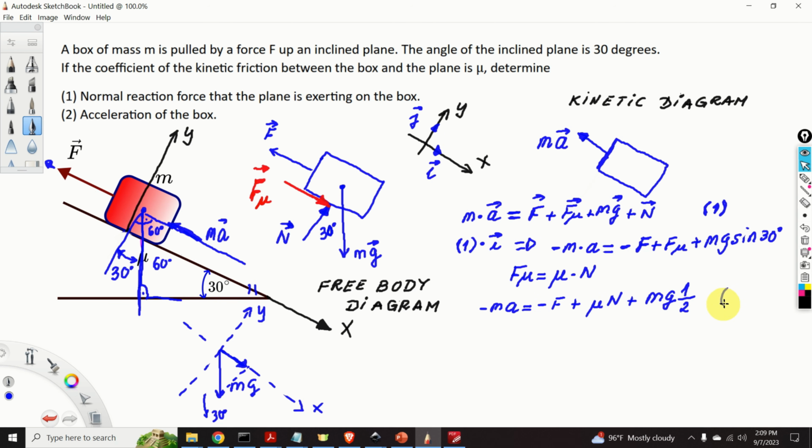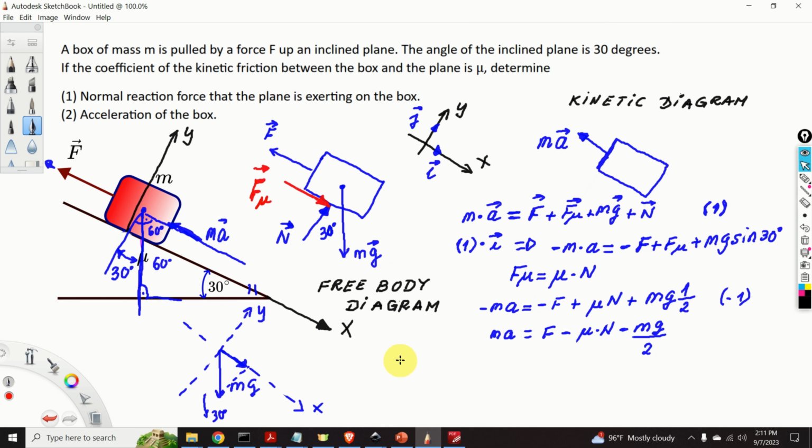And let's multiply this equation by minus 1, and let's see the result. We have mass times the acceleration is equal to force minus mu times N minus mg over 2. This is the first equation of motion. Next, let's construct the second equation of motion.